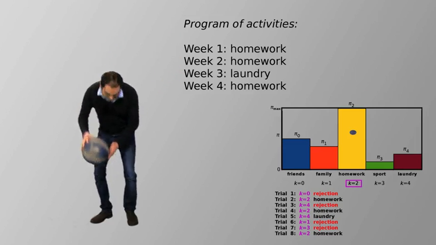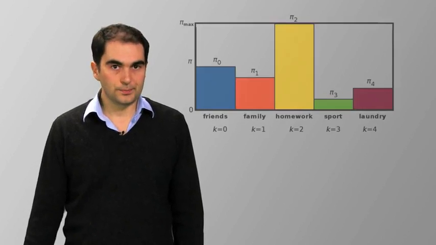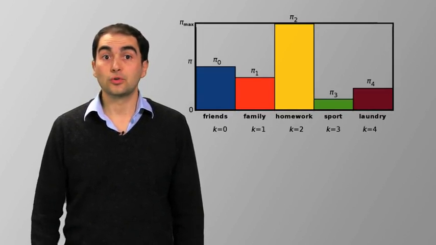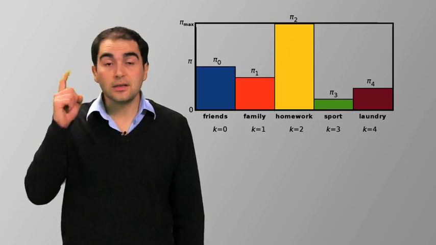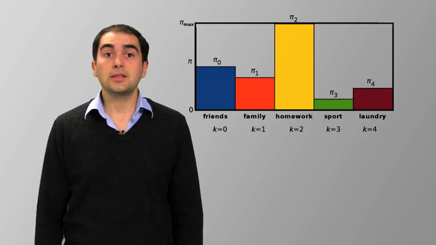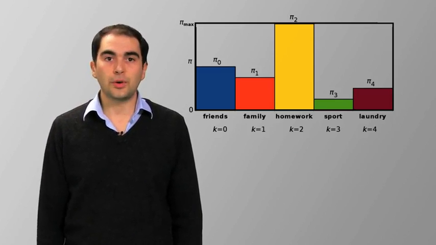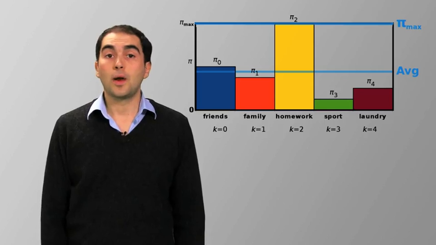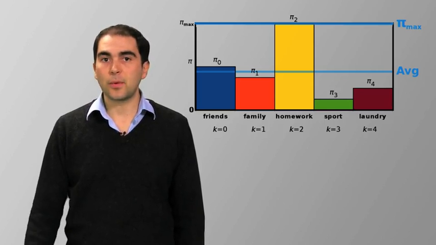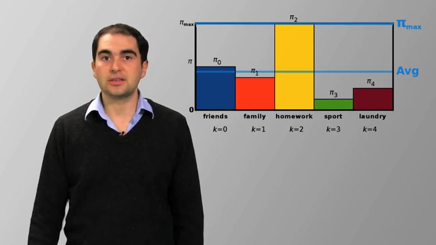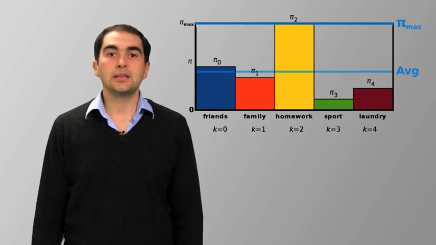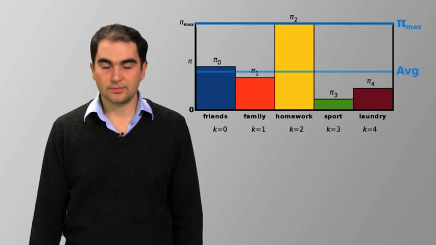Bad luck. Let's look again at the last figure. You can see that the number of pebbles you should draw before having a single hit is typically equal to the ratio between pi max and pi average, where pi max is the maximal weight and pi average is the mean value between all the activities. This number can be very large.